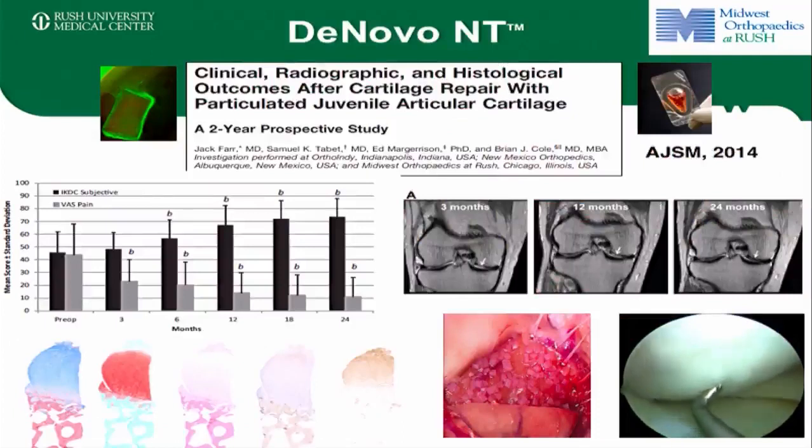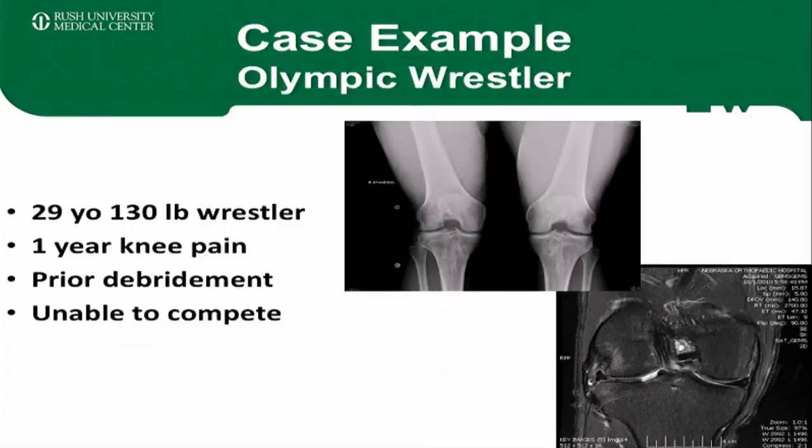In the minced area, there's actually two series that have looked at this, but they're level 4 data. But you can achieve reasonably good results both by MRI and clinical outcomes, both in the patellofemoral joint as well as on the femoral side using minced juvenile tissue.